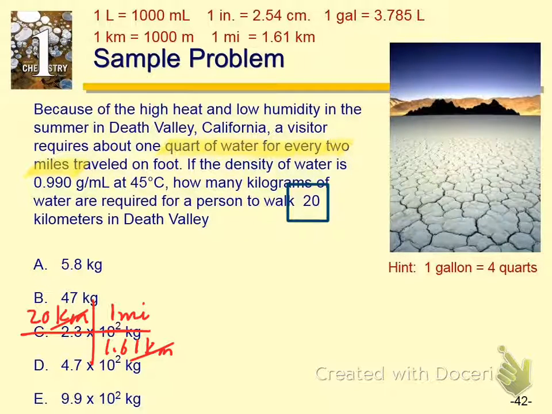Now I have miles. What's going to come next? There's 1 quart of water per every 2 miles. Okay? That's a conversion. It's not a conversion that's always true, it just holds true in this problem. We got to get the numbers right here: 1 quart per every 2 miles. Okay? Now I have quarts.